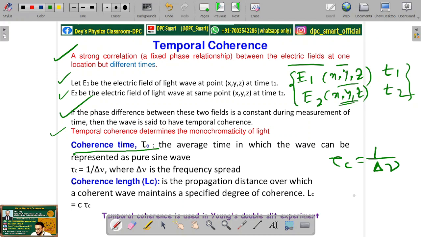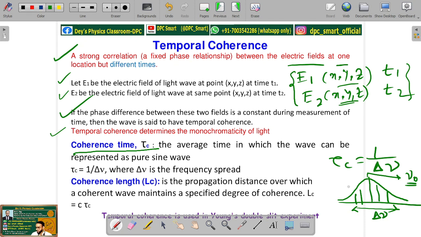Spectral width means, suppose for a monochromatic source, due to some defects it is not totally monochromatic, so it contains some spectral lines having a width. Suppose these are the spectral lines of monochromatic waves, and this is the principal frequency nu naught, and these are the additional frequencies that are generated due to the defects within the source. As a result of that, if you plot the intensity distribution of that monochromatic source, there will be a spectral width that is called delta nu. The central frequency is the main frequency, that is nu naught.